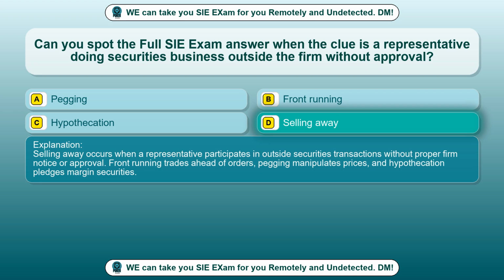Selling away occurs when a representative participates in outside securities transactions without proper firm notice or approval. Front-running trades ahead of orders, pegging manipulates prices, and hypothecation pledges margin securities.